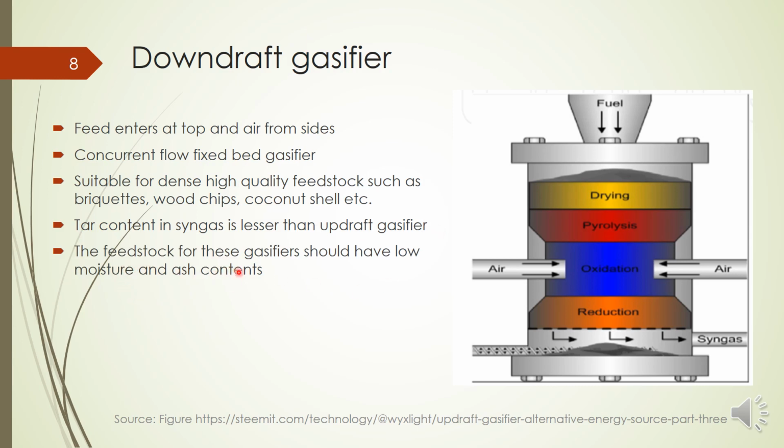But the feedstock of this gasifier should have low moisture and ash content. That is why we have to use coconut shell, briquettes, etc., because they have relatively less ash content, and moisture also should be less compared to an updraft gasifier. They are very much suitable for small scale engine application. So if you have to develop a gasifier for some IC engine application, this downdraft gasifier will be very much suitable.